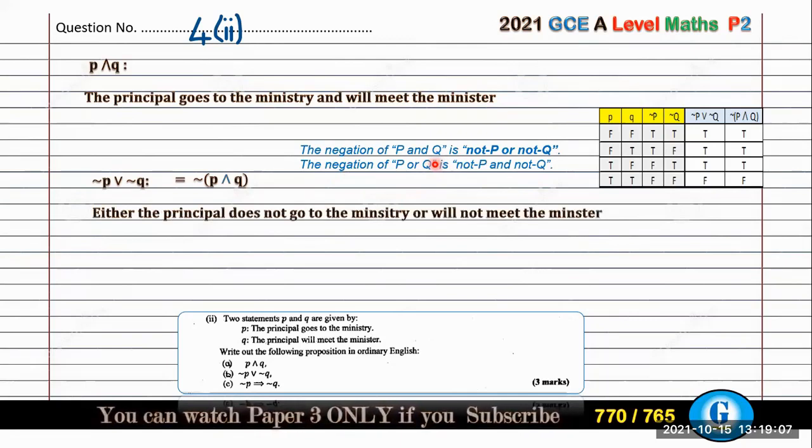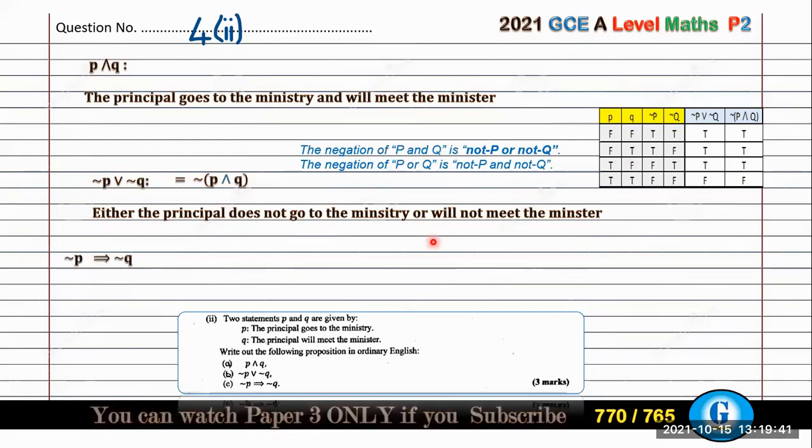So the principal does not go to the ministry or will not meet the minister, okay? The principal does not go to the ministry or will not meet the minister. The negation of P or Q, P and Q, okay, this is it here, as we have just mentioned. So that's what we have, okay?